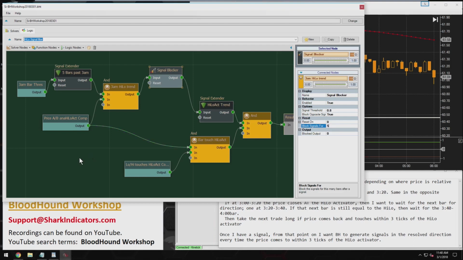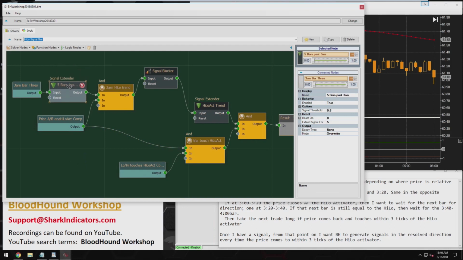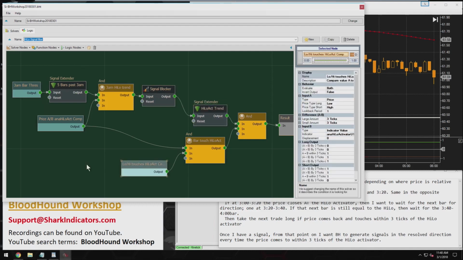So those are really the key nodes to take a look at. We have a signal extender, signal blocker, and another signal extender. All right, well, with that, I think that does it for that question.